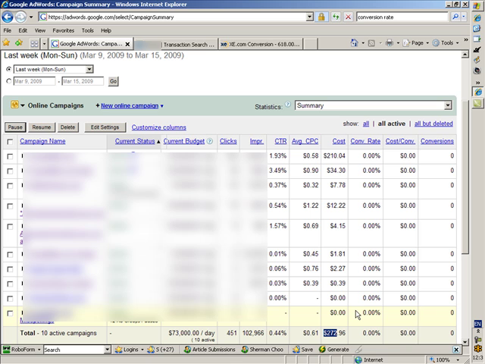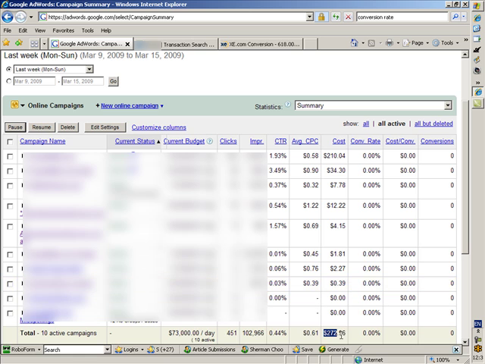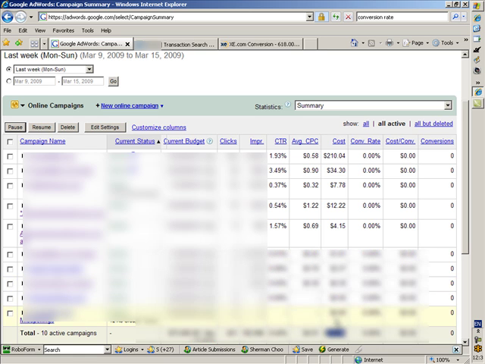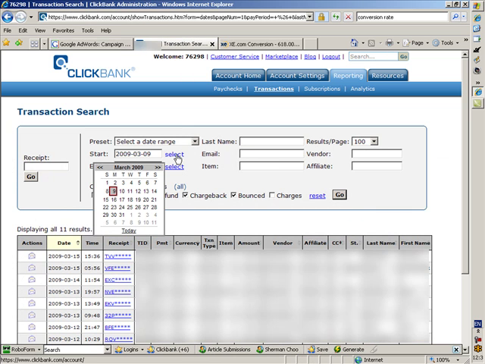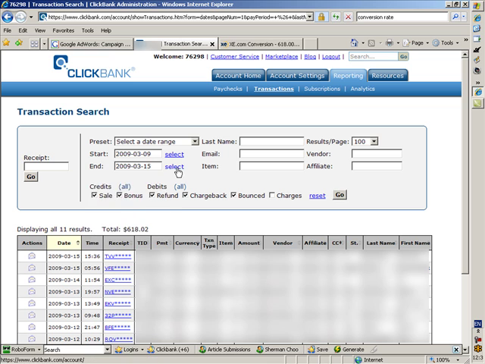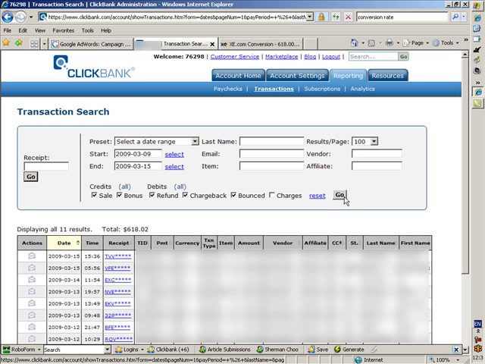Now let's have a look at the similar date range over in ClickBank, because ClickBank will illustrate how much money that I've made versus the amount of money that I spent over here, 272. So remember this figure. Let's go over to ClickBank. Now for a similar date range, let's just configure it so that it points to the similar date range. Let's click go, and we'll see how much money that I have made versus how much money I have spent.